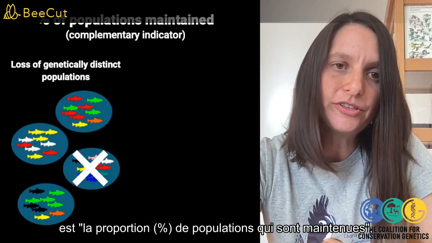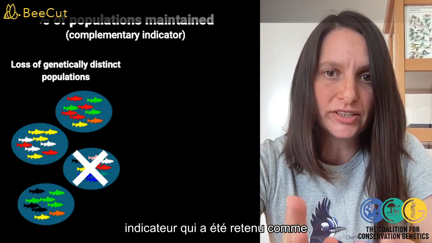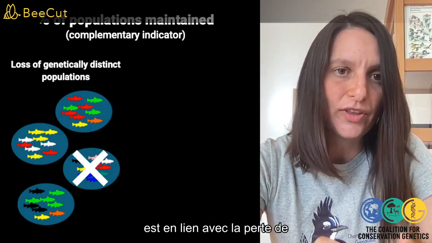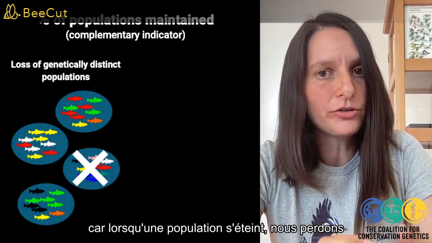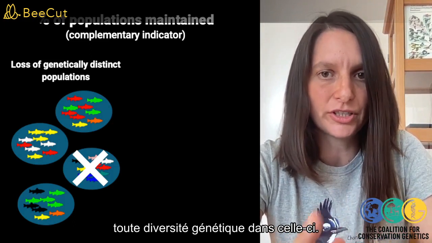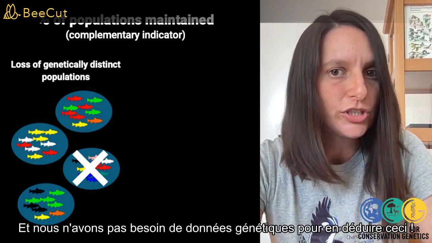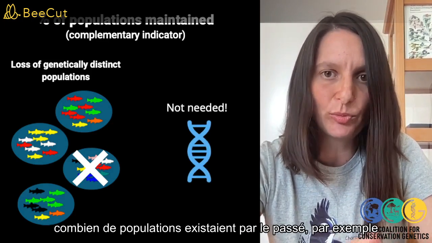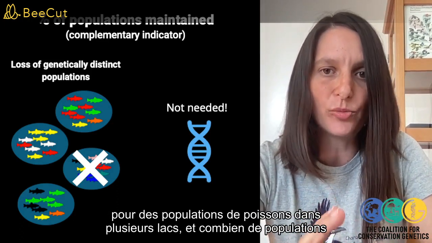One of the indicators refers to the proportion of populations maintained and was adopted as complementary indicator. This refers to the loss of genetically distinct populations because when a population goes extinct, we lose whatever genetic diversity was within it. And we don't need genetic data to know this. We just need to count how many populations were there, for instance, fishes in different lakes, and how many remain.